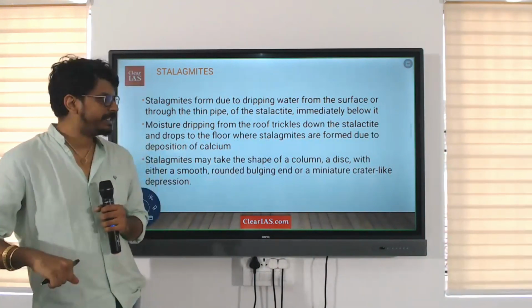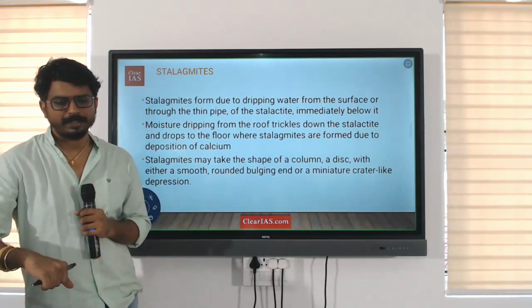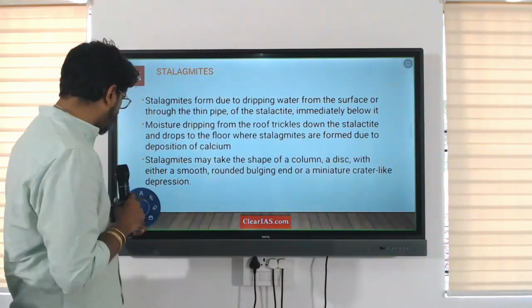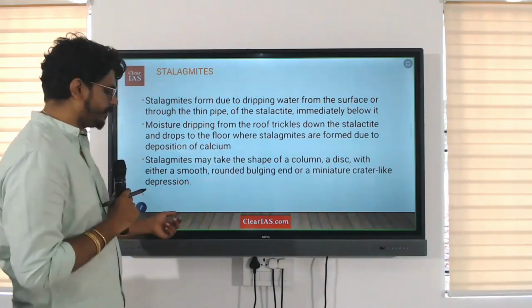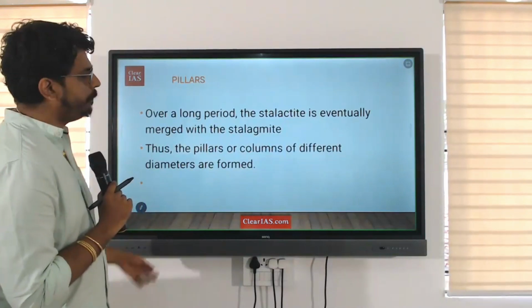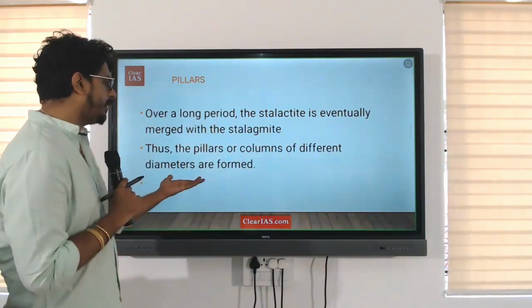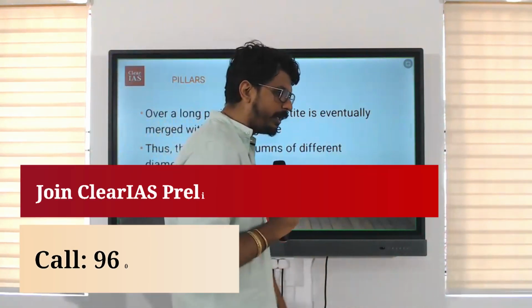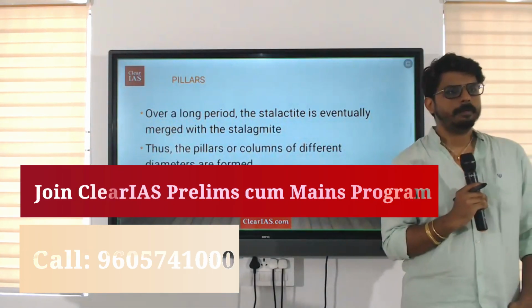So we are done with stalactites and then we did stalagmites. Now the one left is cave pillars. Very, very simple. You guys understand. When these both come and meet, they'll be called cave pillars. Over a long period, stalactites eventually merge with the stalagmites. Thus, the pillars or columns of different diameters are formed. They are called cave pillars.